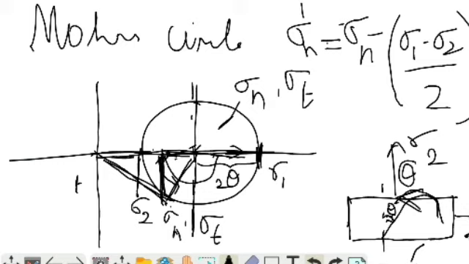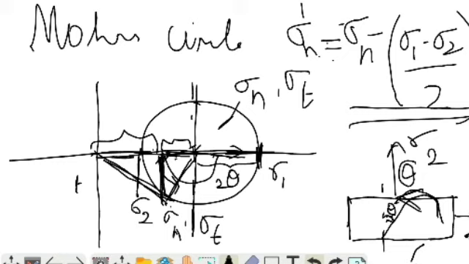Sigma n is what? Sigma n dash plus sigma 1 plus sigma 2 by 2. That is this much thing. Have to add that for getting the real sigma n. So that's how we analyze inclined planes using Mohr circle.